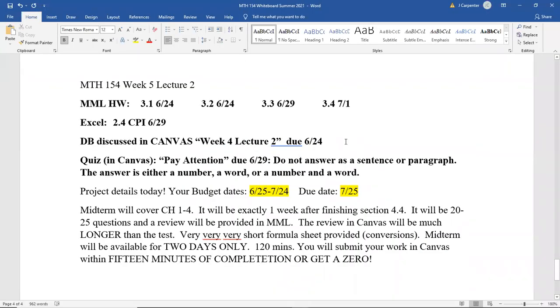All right. Hello, everyone. Welcome to Math 154, Week 5, Lecture 2. Just going to take 5 to 10 minutes to talk about this whiteboard, especially the part that's at the bottom that you can already see, but let's get there in a second.